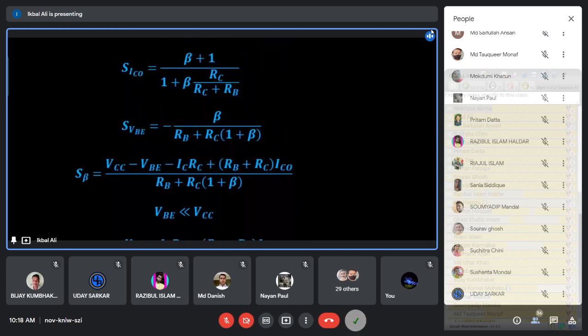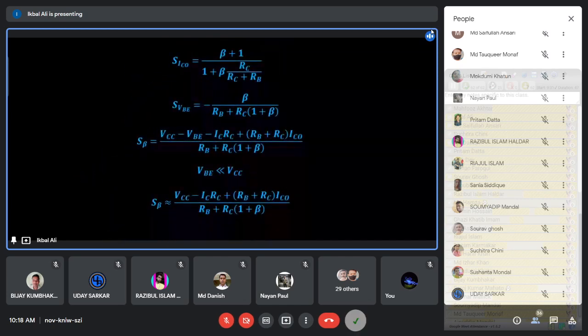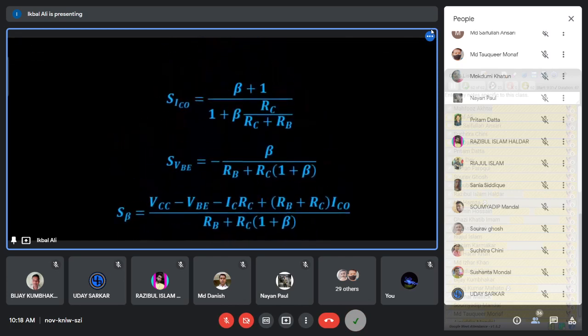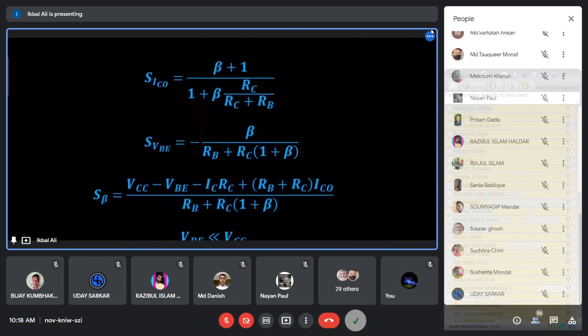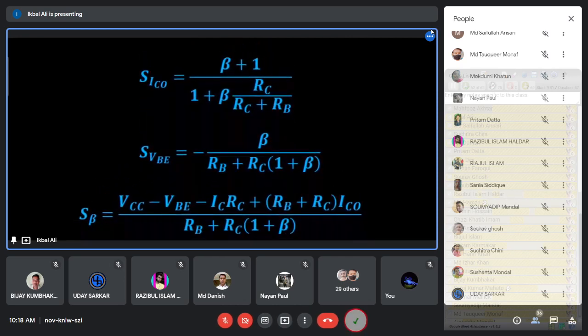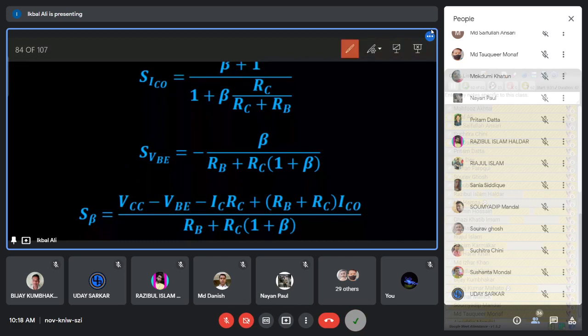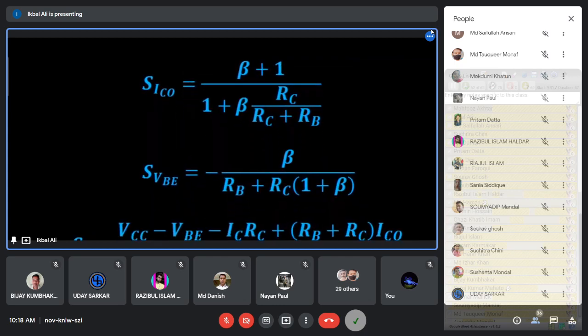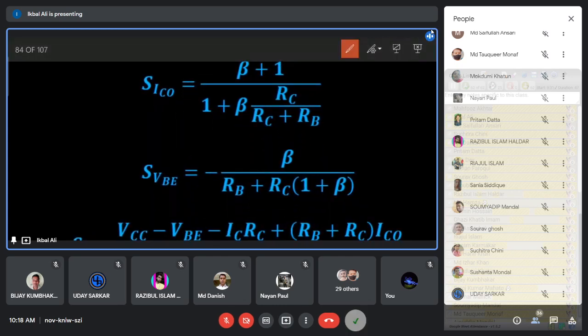So these are the expressions actually. I hope that you can see this. Okay, this is the expression for SICO. After the differentiation, if you arrange the differentiation, then you will get SICO, and this is the expression.